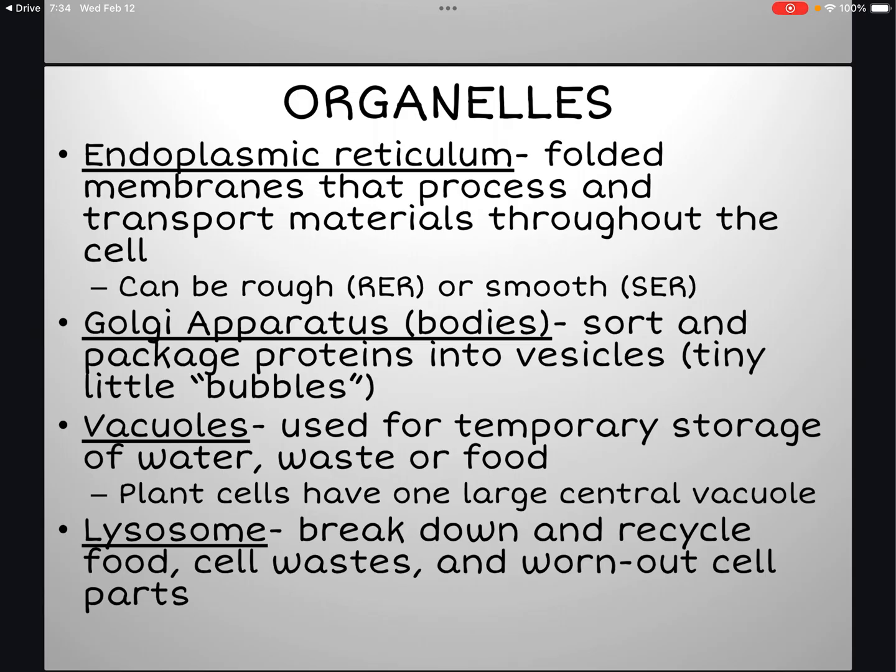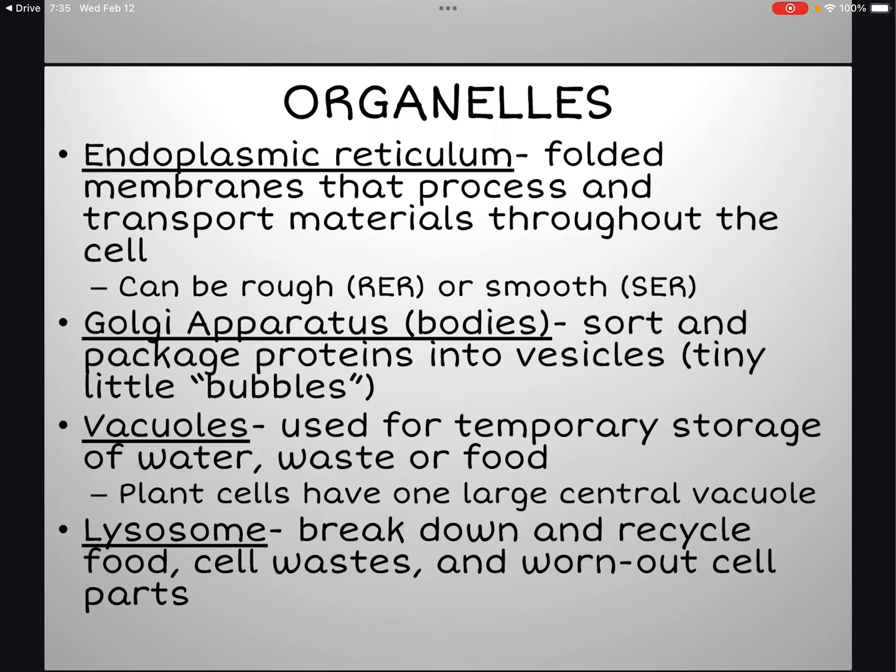If the endoplasmic reticulum has ribosomes attached to it, then we call it rough endoplasmic reticulum, sometimes abbreviated RER. If it does not have ribosomes attached to it, then it's called smooth endoplasmic reticulum, or SER.